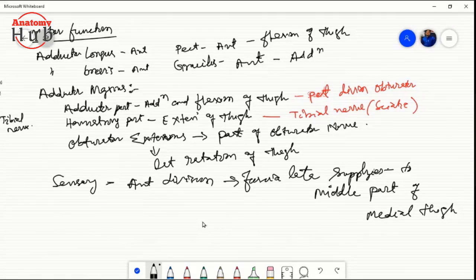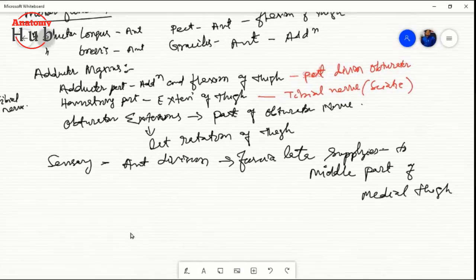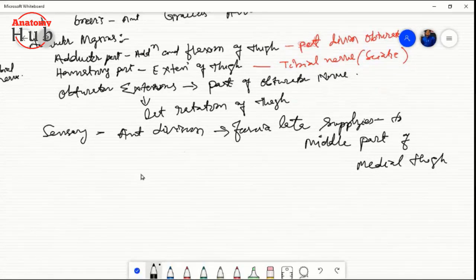Okay, how is this? Here you will find your SIS, and this is your anterior. This is the lateral part of the thigh. And here you will find the medial part of the thigh.